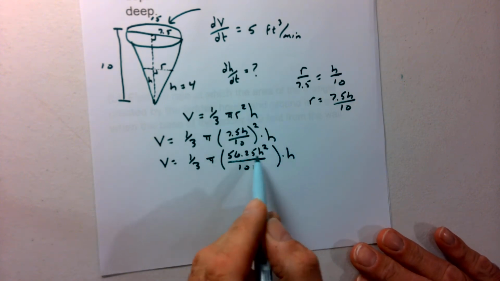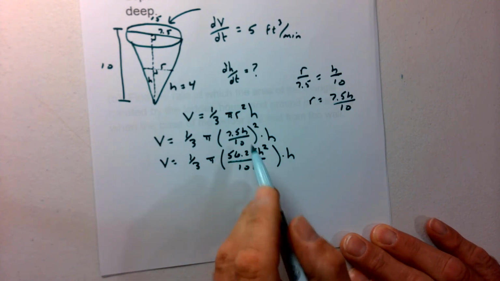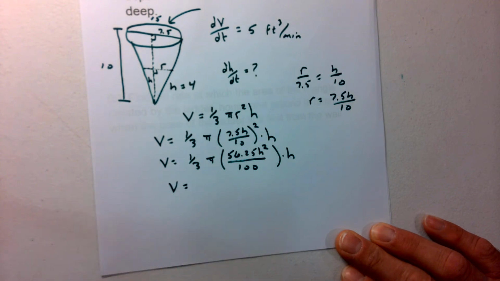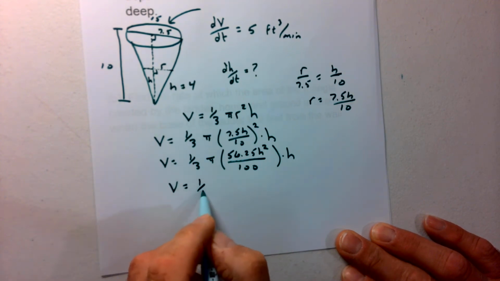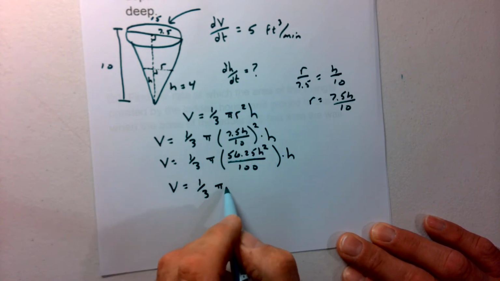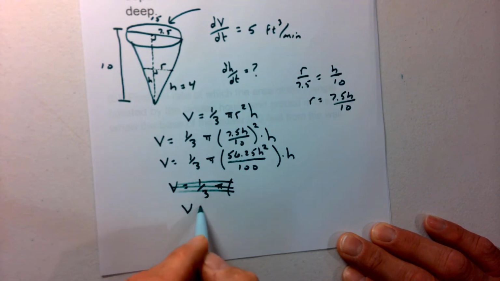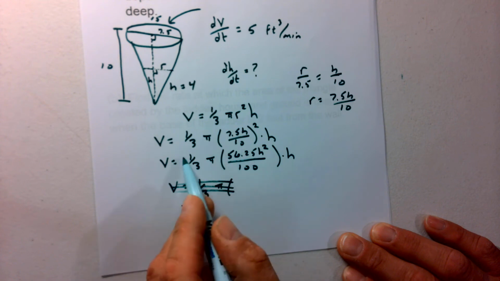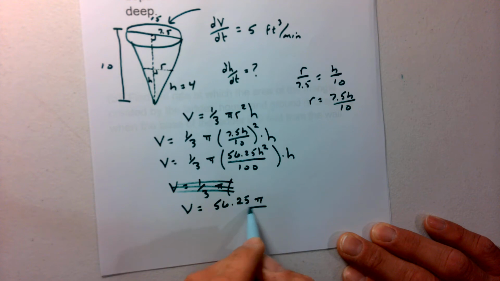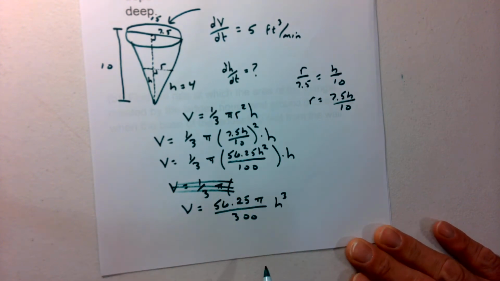More importantly, we get rid of the r, and now it's all in terms of h, which is what we're going to be looking for. We want to know how fast that height is changing. Anytime we can get rid of a variable, it's going to be a good thing. So we have 1/3 pi. We can go ahead and multiply those together. I'm going to bring this 56 1/4 out to the 1. So we have 56 1/4 pi over 300. Multiply your denominators together, times h to the 3rd.